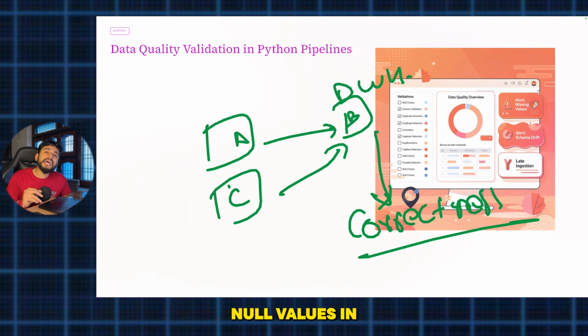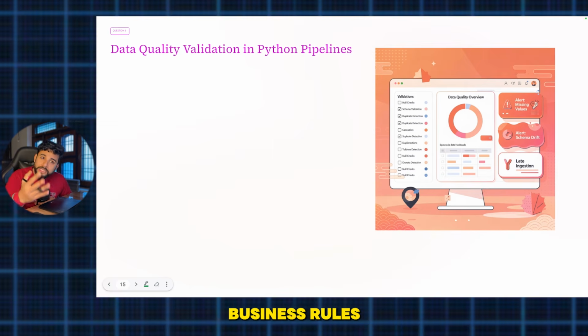You are not having null values in a not null column. Order ID should not be null. Okay? And if you are getting order ID as null in many rows, that should not happen. There can be different kinds of business rules that have to be applied, and that is how we think of data quality. Okay, that is data quality.